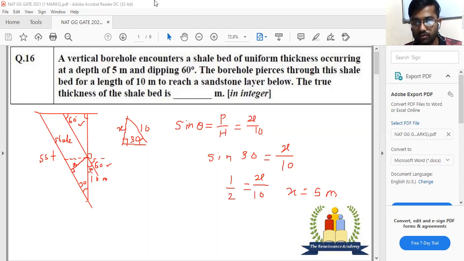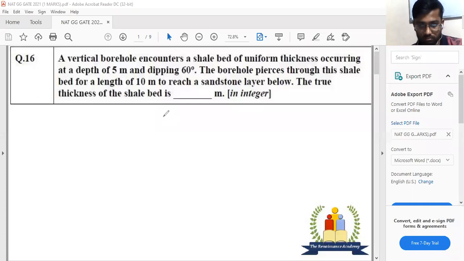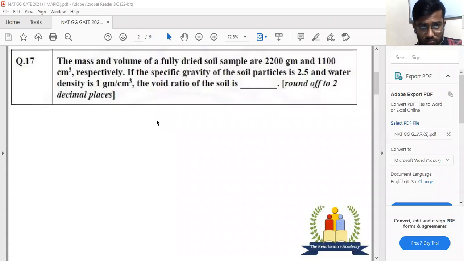Then now moving on to next question. The mass and volume of fully dried soil sample are 2200 gram and 1100 centimeter cube respectively. If the specific gravity of the soil particle is 2.5 and water density is 1 gram per centimeter cube, the void ratio of the soil is fill in the blank, round up to 2 decimal place.